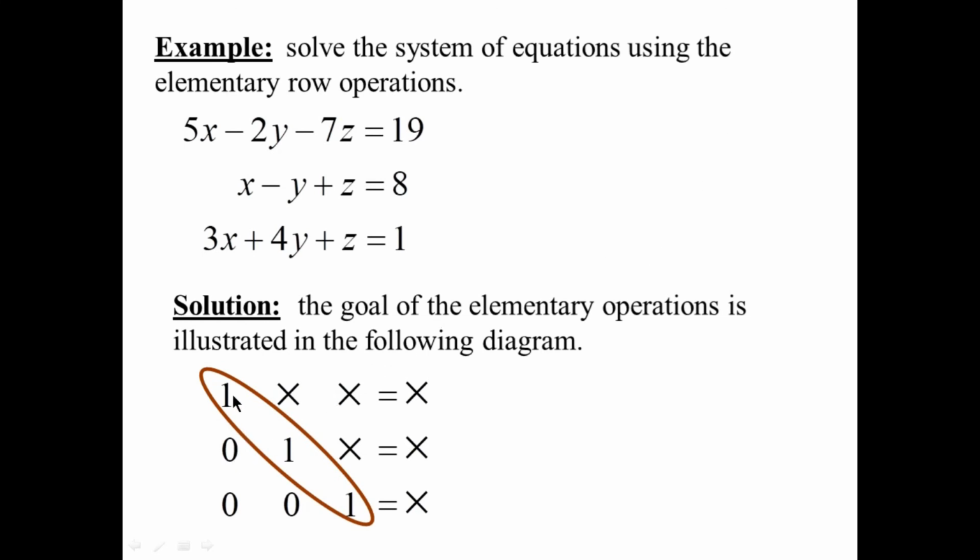To do that, we're going to build this one first in the top left corner, and then we're going to build the zeros beneath it. Then we're going to build this next one in this diagonal, and we're going to build zeros beneath it, and so on. And if there was 7 equations and 7 unknowns, the method would be the same.